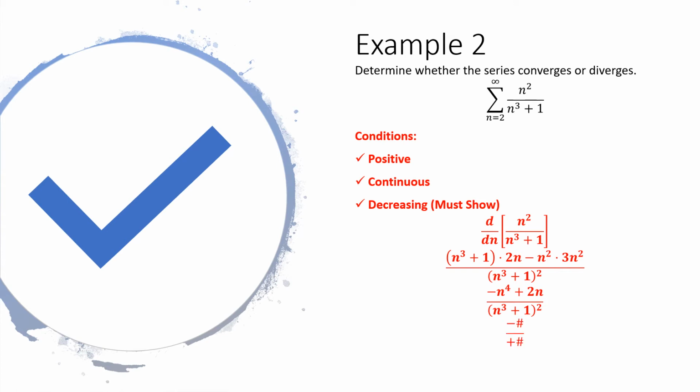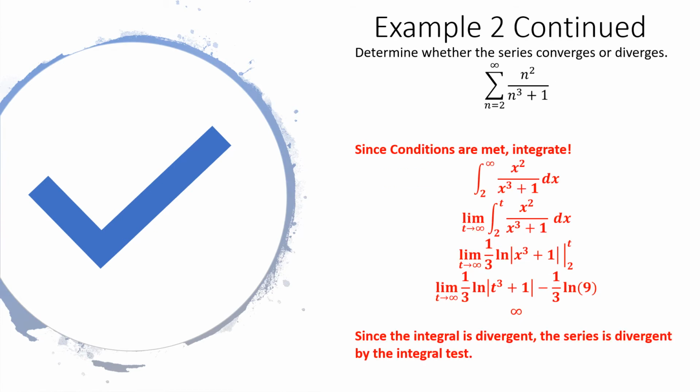When I'm looking at this, if I were to plug in my first n of 2, my numerator is definitely going to be negative. So 2 and above is going to be negative. And then my denominator, because it's squared, is always going to be positive. So I have a negative number over a positive number, which is a negative number, which tells me that this function is decreasing. All right, so now that all my conditions are met, we can go ahead and integrate.